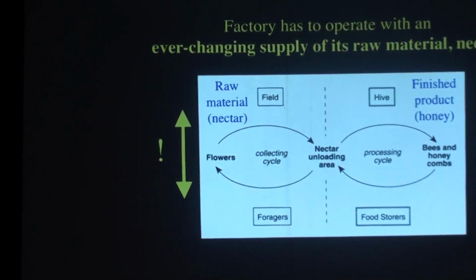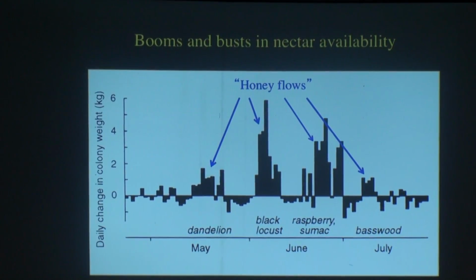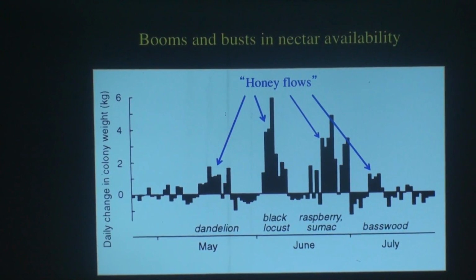The bees don't have that luxury. They can't stockpile nectar. They have to work with what nature provides. So that's a lot of the context in which the mechanisms that we'll be looking at make sense. Here's an example of the kind of boom and bust situation that there is with nectar availability.